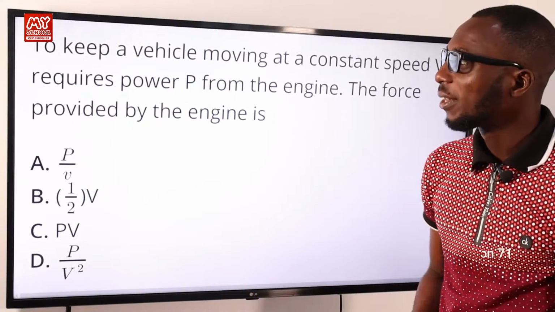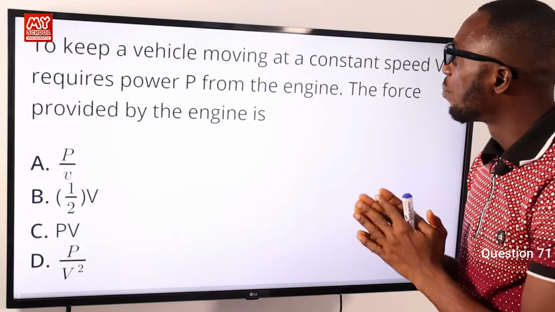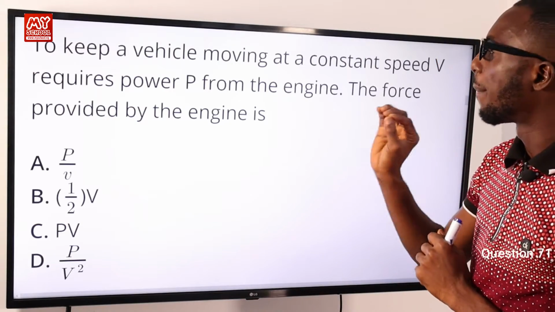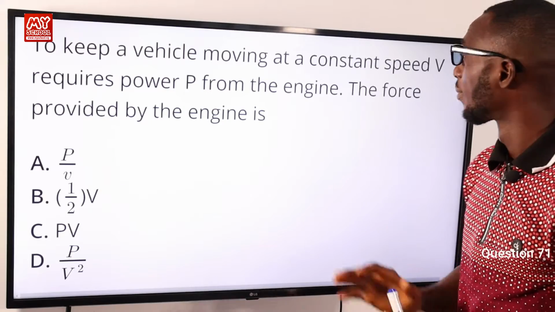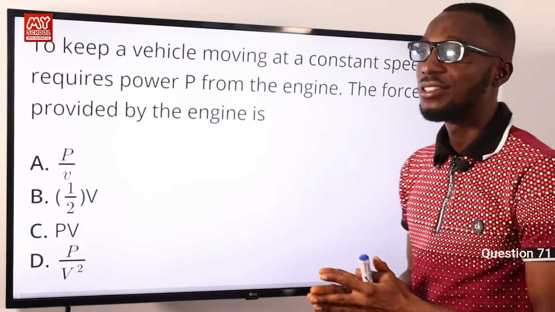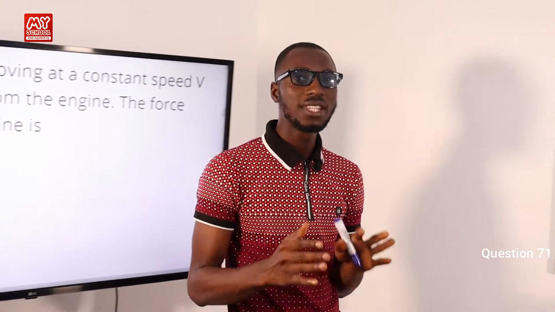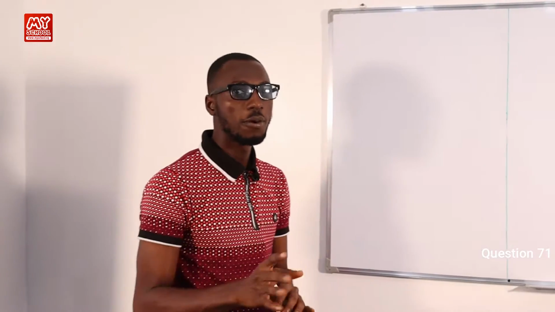Question 71. To keep a vehicle moving at a constant speed V requires power P from the engine. The force provided by the engine is what? We're just going to use simple derivatives to get the formula for force.